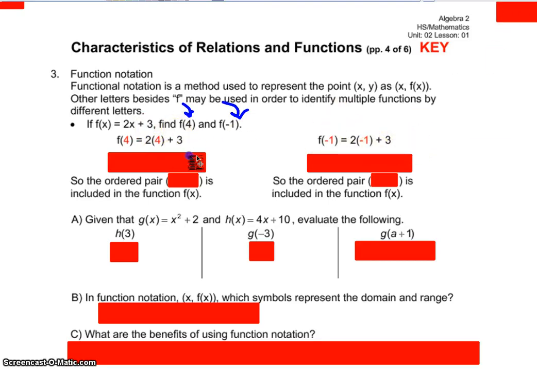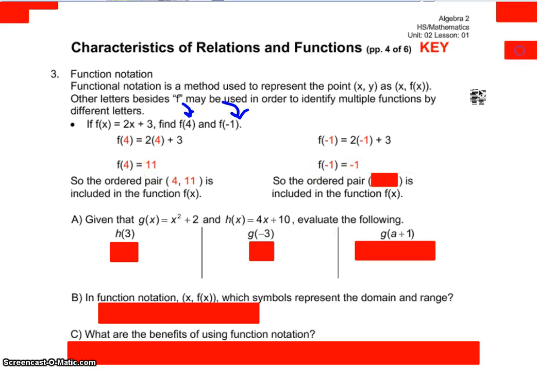And you would put this in your calculator and you would get 11. So your ordered pair is 4, 11. The number you put in, comma, the number you got. When you put negative 1 in, you get negative 1. So your ordered pair is negative 1, negative 1. No, it's a positive 1. This should not be a negative there.